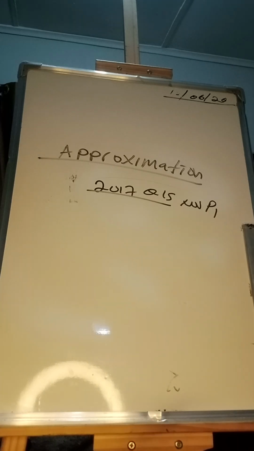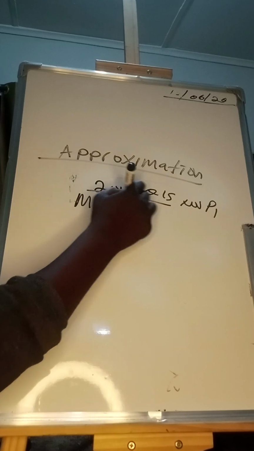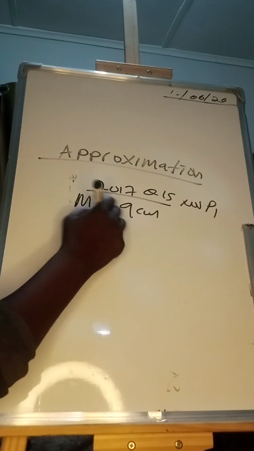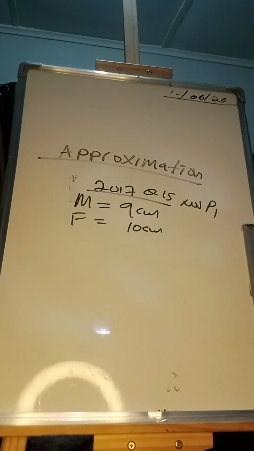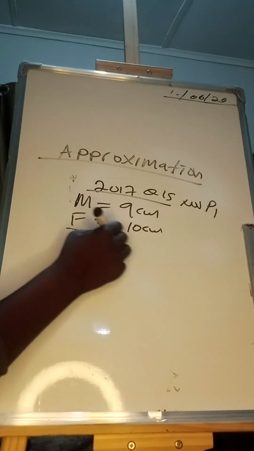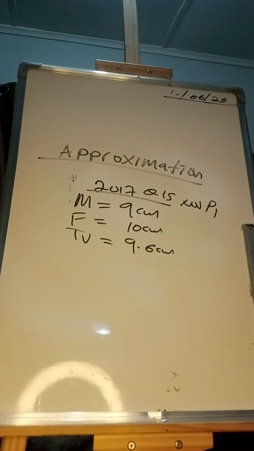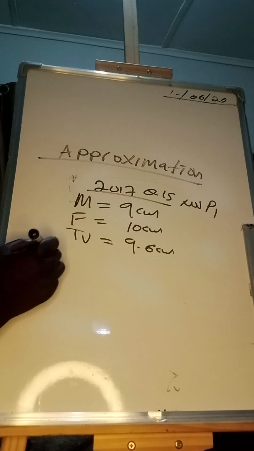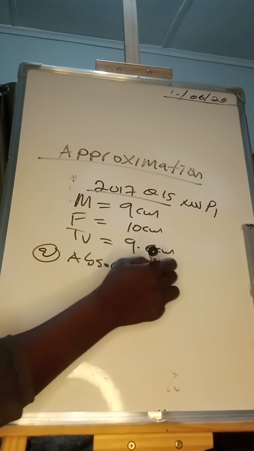Misozi and Filamba estimated the length of a line to be 9 centimeters and 10 centimeters respectively. If the true length of the line was 9.6 centimeters. Question A, find Misozi's absolute error. Easy. They are looking for absolute error.